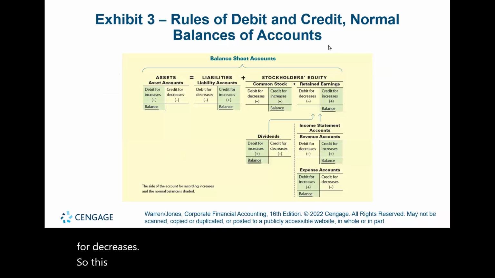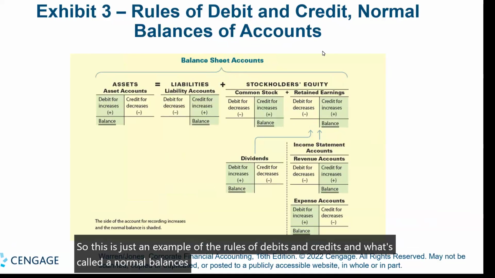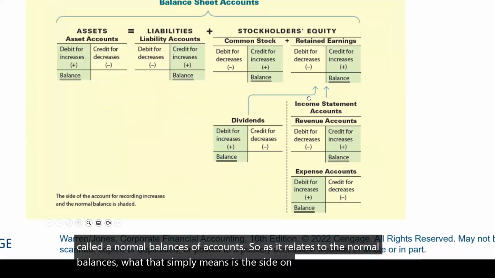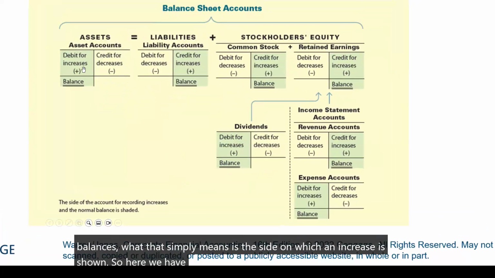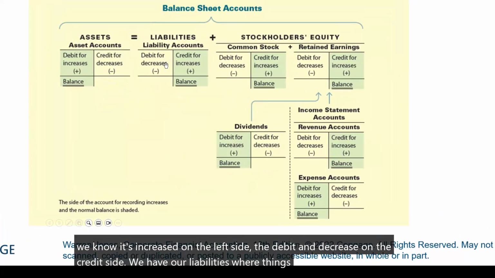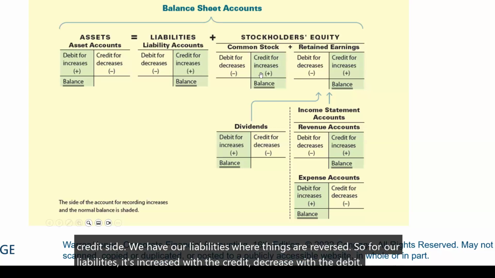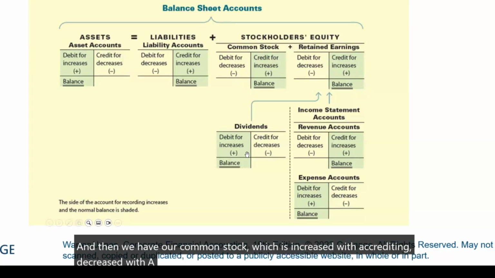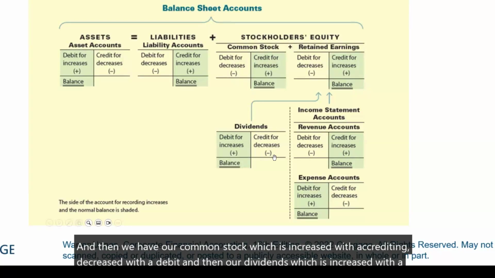This is just an example of the rules of debits and credits and what's called the normal balances of accounts. The normal balance simply means the side on which an increase is shown. Here we have our balance sheet accounts. We have assets, which are increased on the left side, the debit, and decreased on the credit side. We have our liabilities, where things are reversed. Liabilities are increased with a credit and decreased with a debit. Then we have our common stock, which is increased with a credit and decreased with a debit. And then our dividends, which are increased with a debit and decreased with a credit.